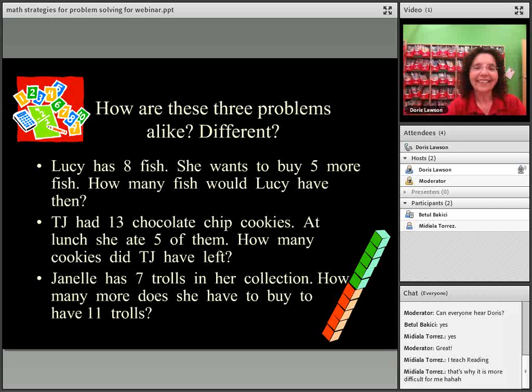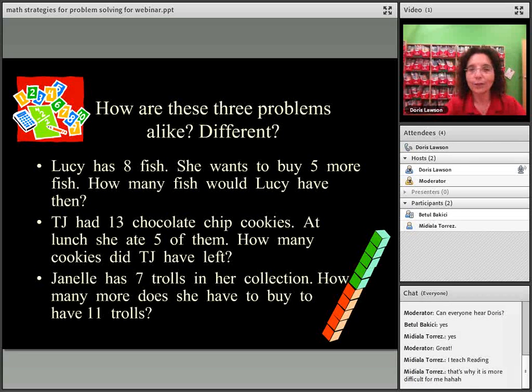All right, just to talk through your word problems. Lucy has 8 fish. Do we have a start? Yes, we do. She wants to buy 5 more. We have a change. How many fish will she have? Then we don't have the result. TJ had 13 cookies. At lunch, she ate 5. So she had a start, and you've got a change, and you're looking for the result.